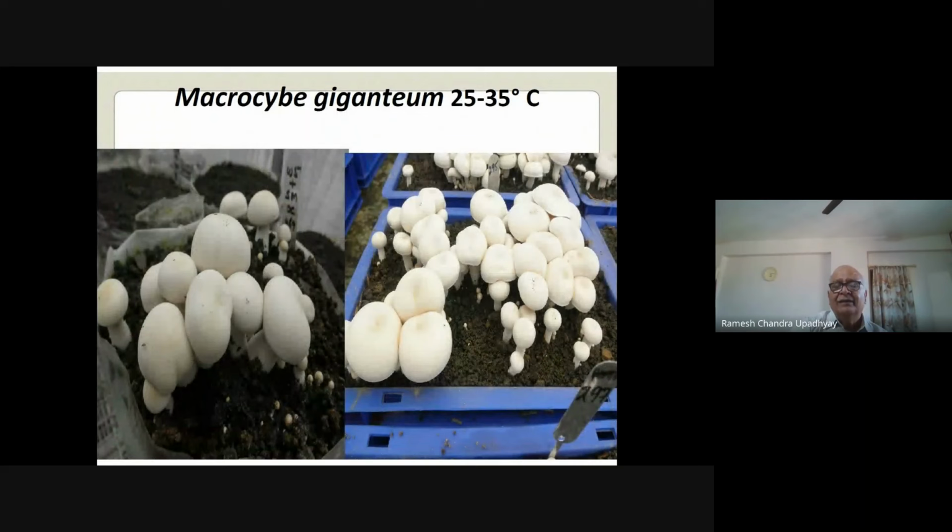Just like Calocybe indica, this is another very interesting mushroom I have mentioned to you. I collected this mushroom from South Rajasthan, and it is known as Macrocybe gigantea. This mushroom looks similar to button mushroom. In the young stage, if you sell it in the market, nobody, unless some scientist, will be able to differentiate whether it is a button mushroom or a Macrocybe.